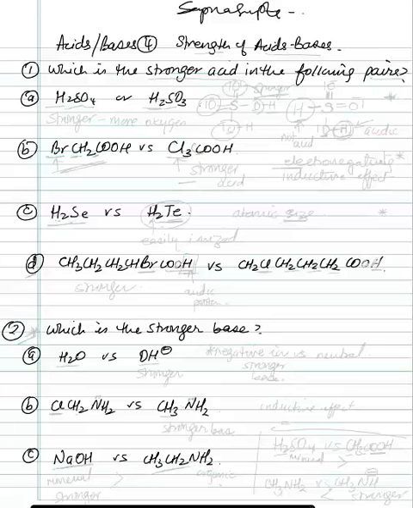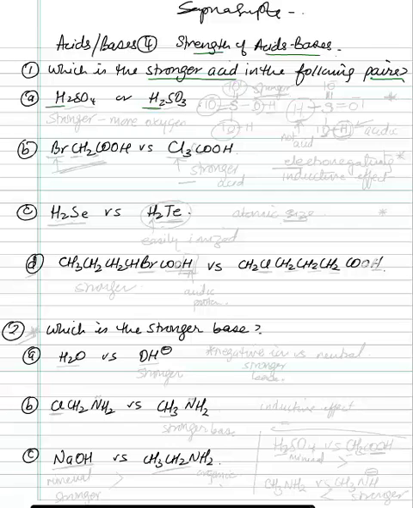The last part here is the strength of acids and bases. And the strength of acids and bases is going to follow you everywhere, so might as well learn it properly. The question here is, which is the stronger acid in the following pairs? Okay, so you have two things given to you, sulfuric acid H2SO4 and H2SO3.